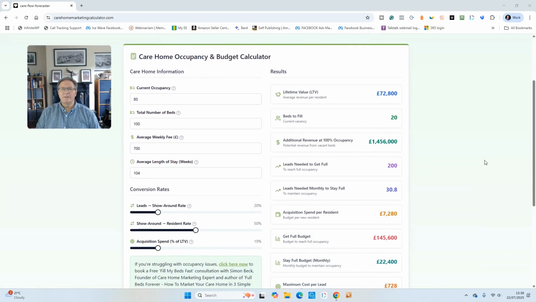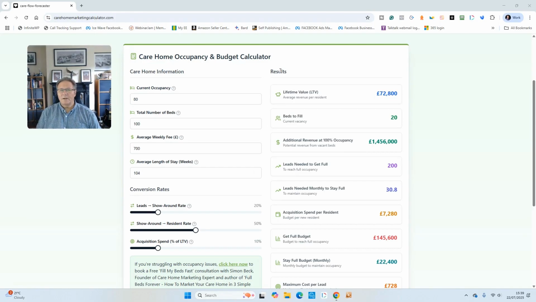So let me explain to you first of all what all these different fields are. On the left hand side here under care home information, we've got the basic information about your care home. So we want to know what the current occupancy is, total number of beds, the average weekly fee that you charge, and then again that average length of stay that we talked about just a second ago in the number of weeks. In this case it's 2 years, 104 weeks.